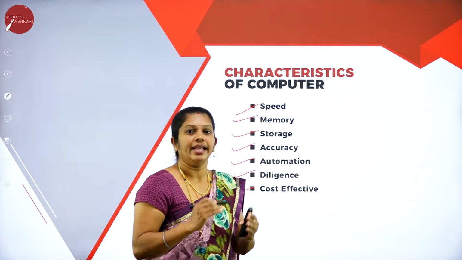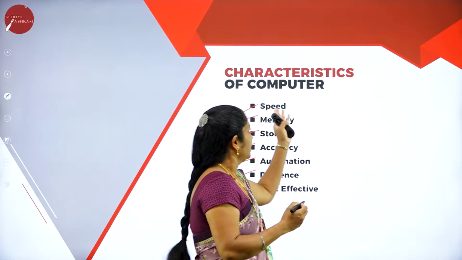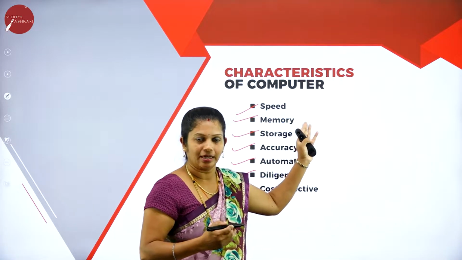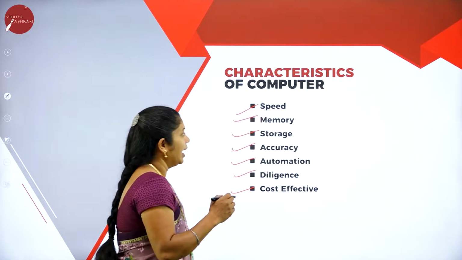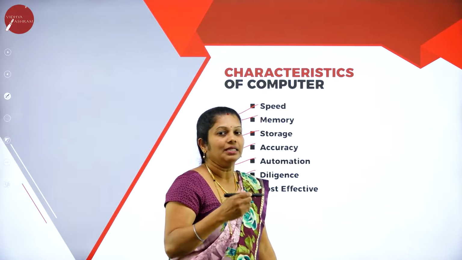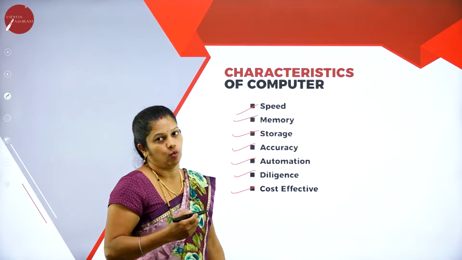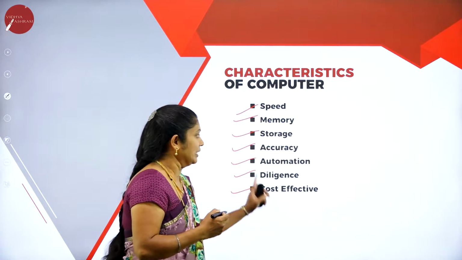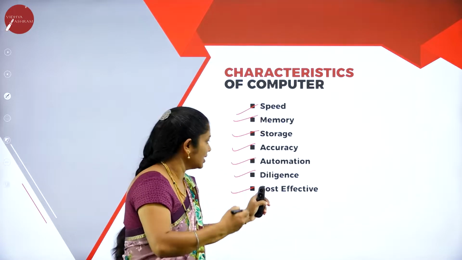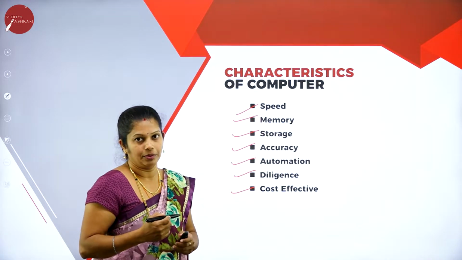Then storage: it can store a huge amount of data. The speed is very fast, and the storage capacity is also more. Memory is nothing but storage here. It can store a huge amount of data, and memory is also more. Accuracy means it will calculate all the instructions and all the data with accurate values. Then automation and diligence: it is not going to get tired. Continuously it is able to perform all the tasks. Then cost effective. These are a few characteristics of computer.